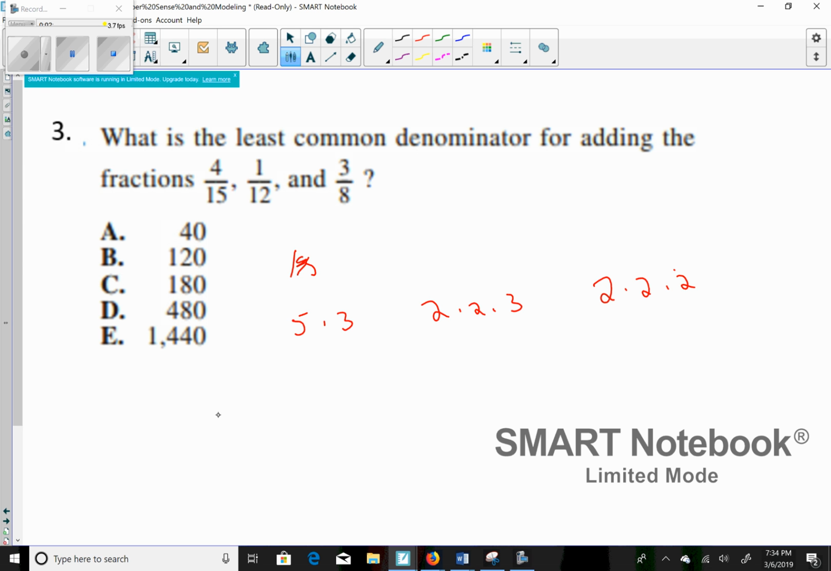So to find the least common denominator, I'm going to start with this 5 times 3. I need 2 more 2's. The 3 is already taken care of. I look over here and I need 1 more 2. So when I multiply those all together, I end up with the least common denominator of 120.